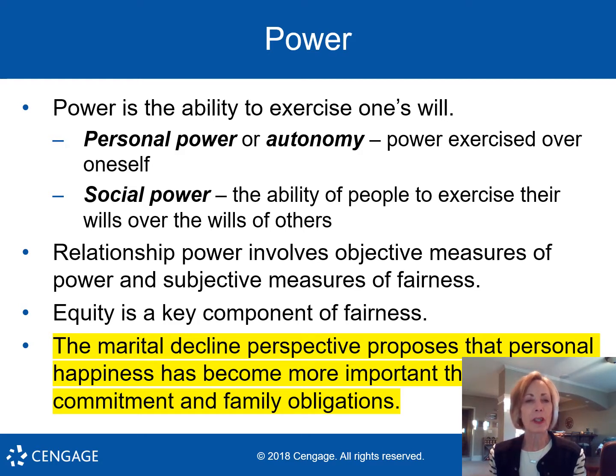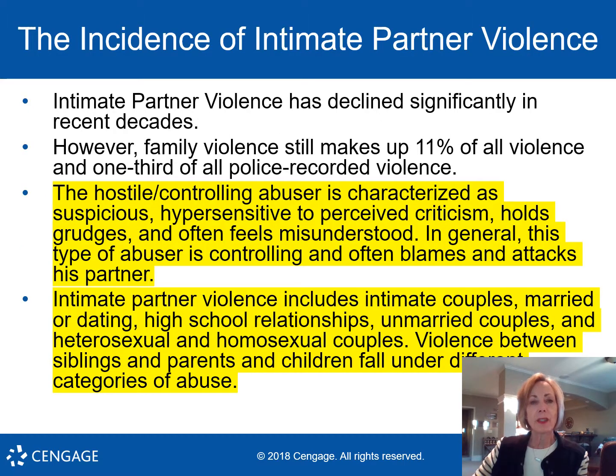So the marital decline perspective proposes that personal happiness has become more important than the commitment we have toward our family obligations. Unfortunately, that is often the case. The incidence of intimate partner violence has declined significantly, so that's a great thing. However, family violence still makes up about 11% of all violence and 1/3 of all police-recorded violence.